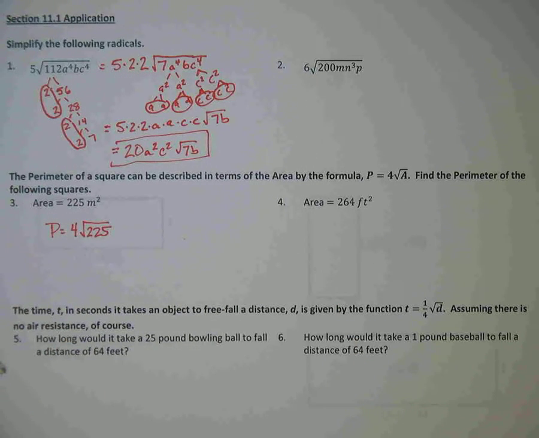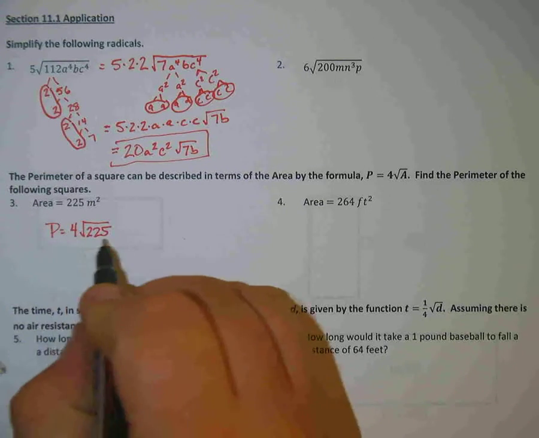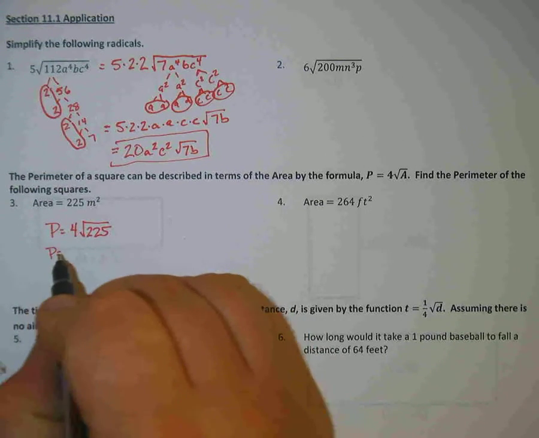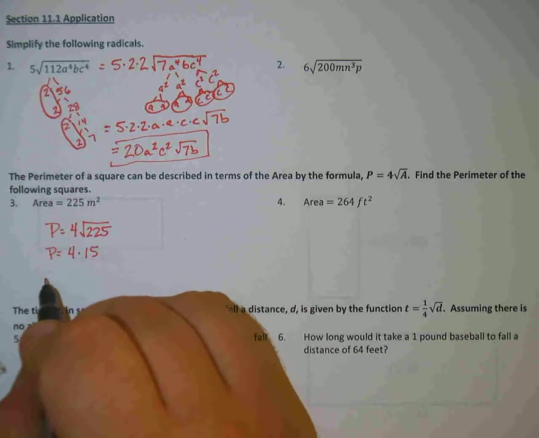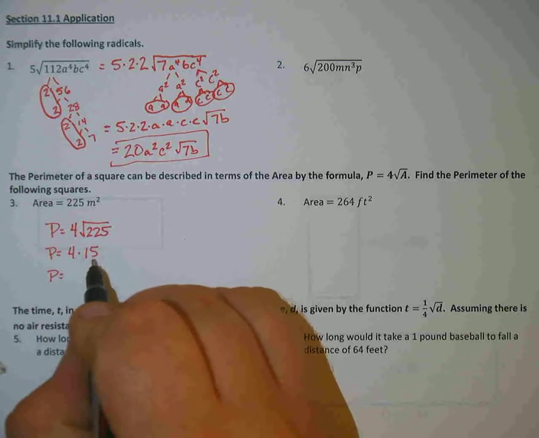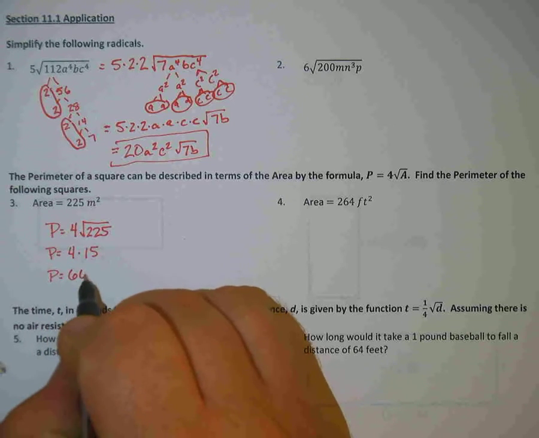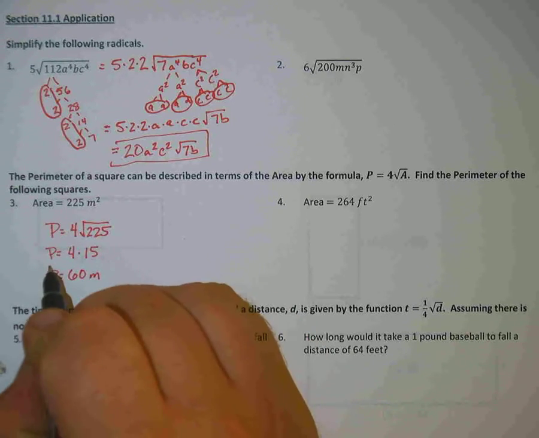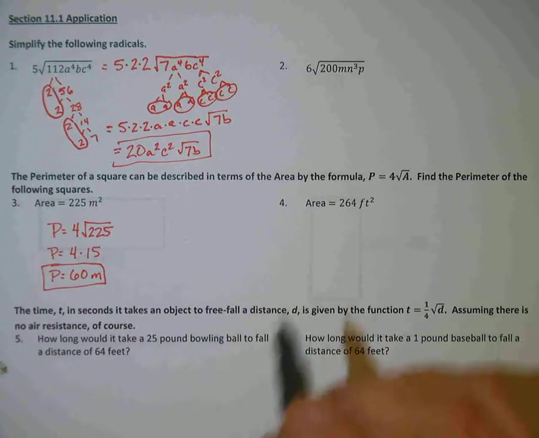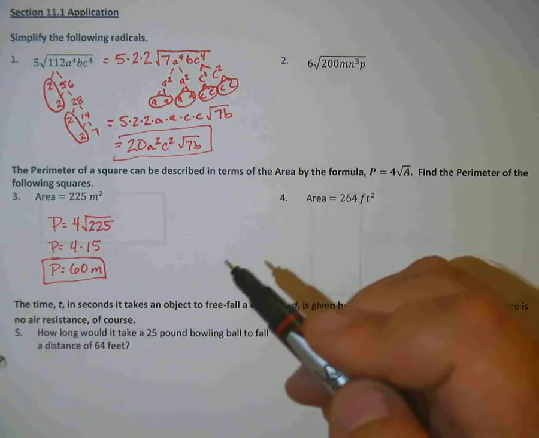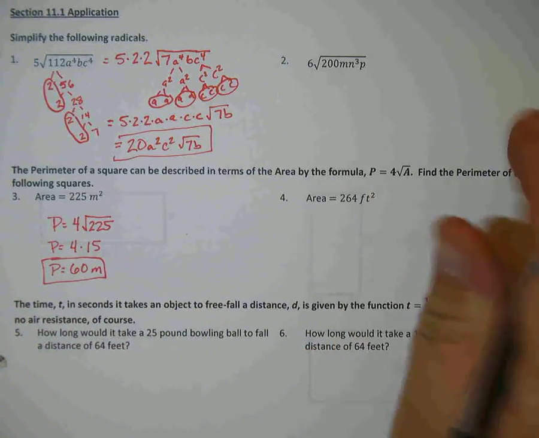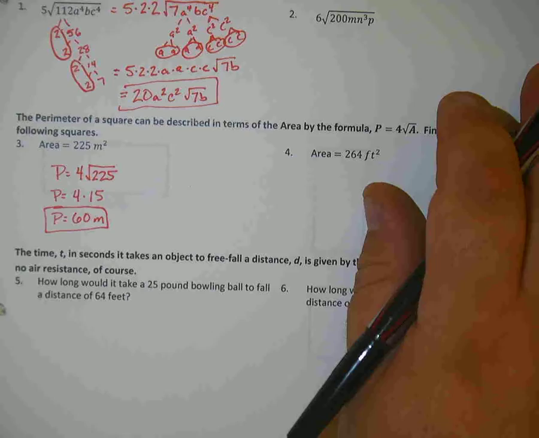Okay. Well, the beauty here, and actually for both of these problems, is both areas are perfect squares. The square root of 225 is 15. So that means that the perimeter is 4 times 15, which is 60. Include your units to make sure that you get it right. Since the area was in meters squared, the perimeter is going to be in meters. Okay. Let's go ahead and look at the next set of problems.